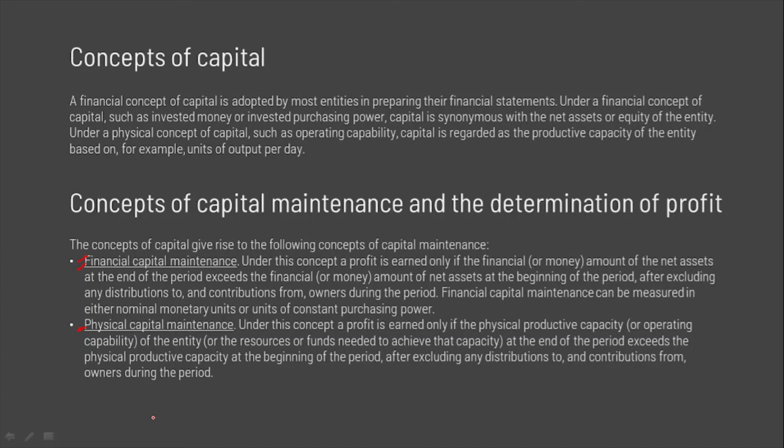Next would be your physical capital maintenance. Under this concept, profit is earned only if the entity's productive capacity at the end of the period exceeds the productive capacity at the beginning of the period, after excluding any distributions to and contributions from owners during the period. The concept of capital maintenance is essential in distinguishing between a return on capital and a return of capital. Only inflows of assets in excess of the amount needed to maintain capital are regarded as return on capital or profit. The physical capital maintenance concept requires the use of current cost. On the contrary, the financial capital maintenance concept does not require any particular measurement basis. This would depend on the type of financial capital that the entity seeks to maintain.